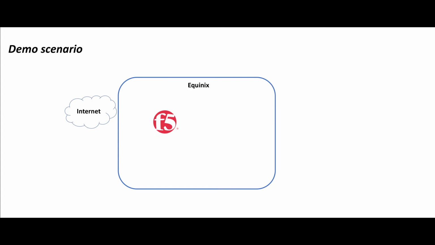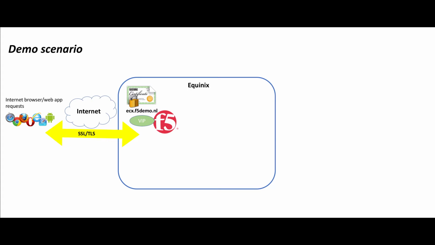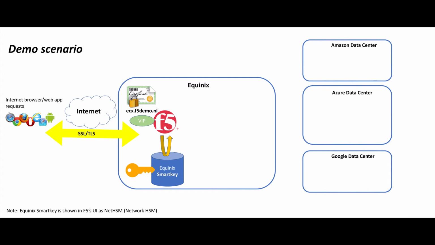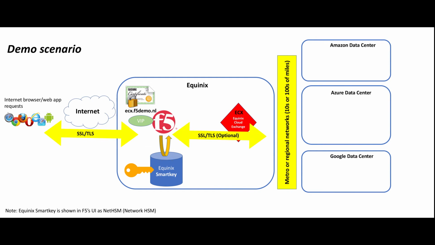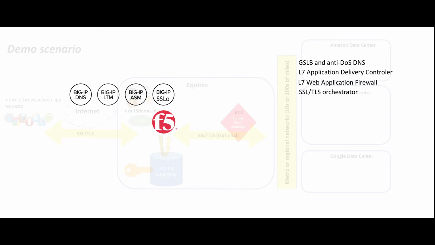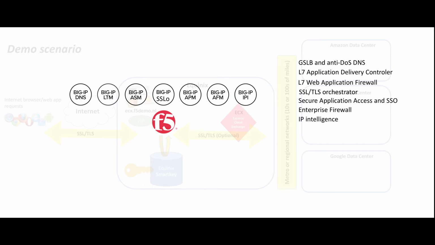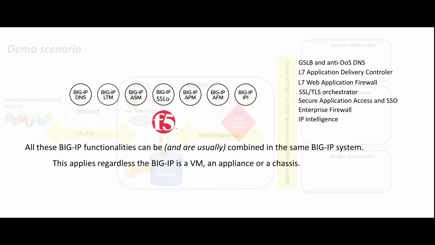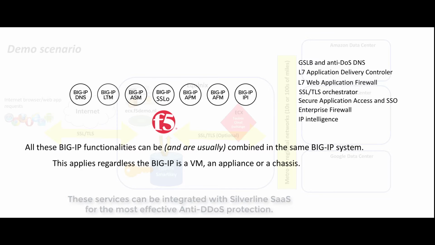We start by looking at the demo scenario. The first building block will be in an Equinix facility which provides internet connectivity. The F5 Big-IP will be our demarcation point, and the corresponding key will be stored in the Equinix SmartKey's HSM. It will perform the asymmetric encryption without the key ever leaving the HSM itself. The backend servers will be in the public clouds, with connectivity via Equinix low latency cloud exchange. The F5 has a wide range of functionalities, from layer 4 to advanced layer 7 features, thanks to SSL termination. F5 Silverline managed DDoS service can also be integrated for the most effective anti-DDoS protection.